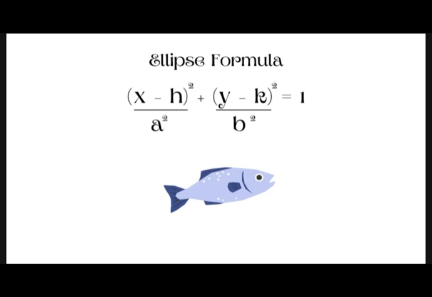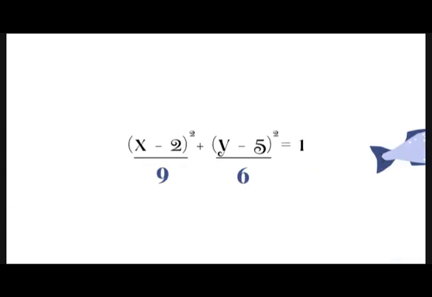x minus h squared on a squared plus y minus k squared on b squared equals 1. Since in our equation, our sum is 18, not 1, we need to divide everything by 18, which will give us x minus 2 squared on 9 plus y minus 5 squared on 6 equals 1.